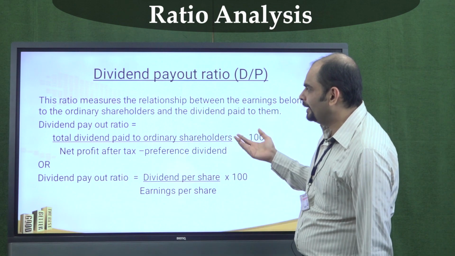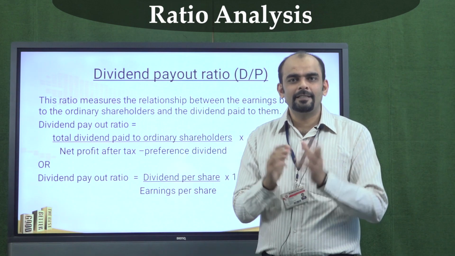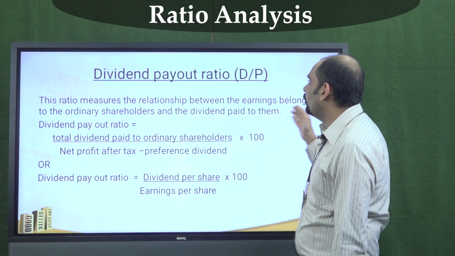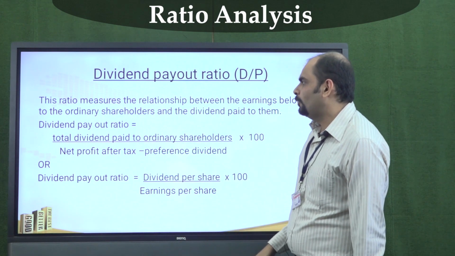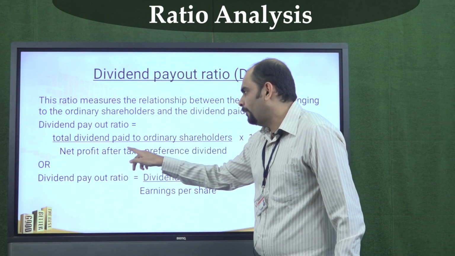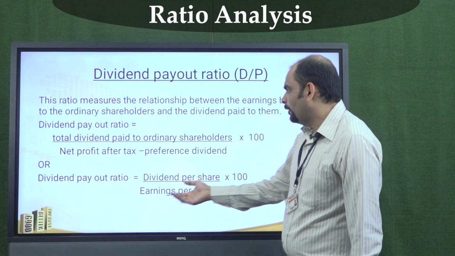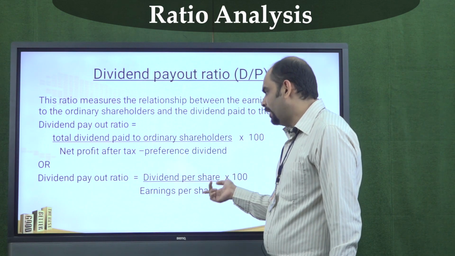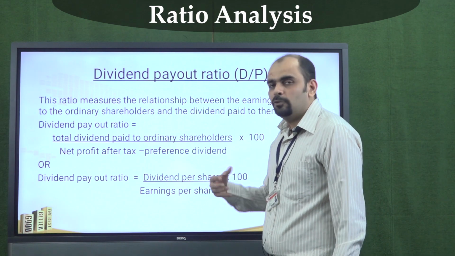Dividend payout ratio. So basically whatever profit was available, out of that how much you have given as dividend, that is the dividend payout ratio. So this ratio measures the relationship between the earnings belonging to the ordinary shareholders and the dividend paid to them. So dividend payout ratio is equal to total dividend paid to ordinary shareholders upon net profit after tax minus preference dividend multiplied by 100. So you can even find dividend payout ratio by this formula, that is dividend that you have given per share upon earnings which were earned per share multiplied by 100. So you will get the answer of dividend payout ratio.